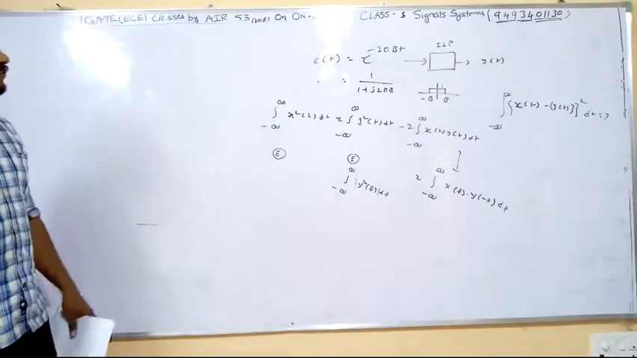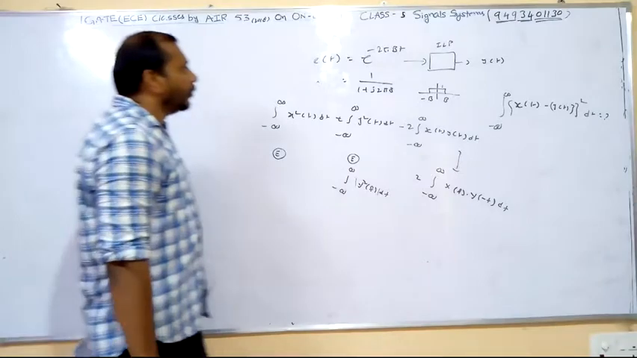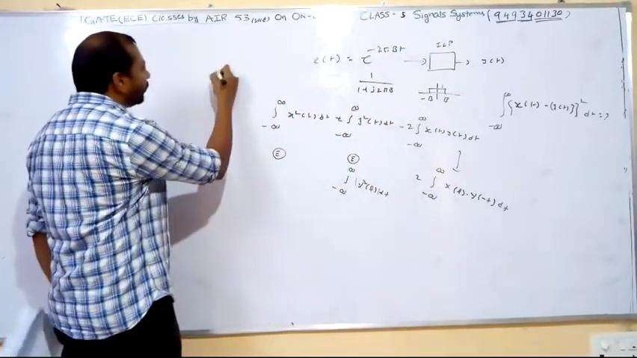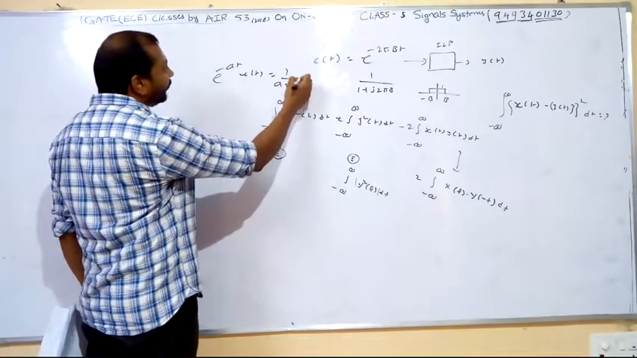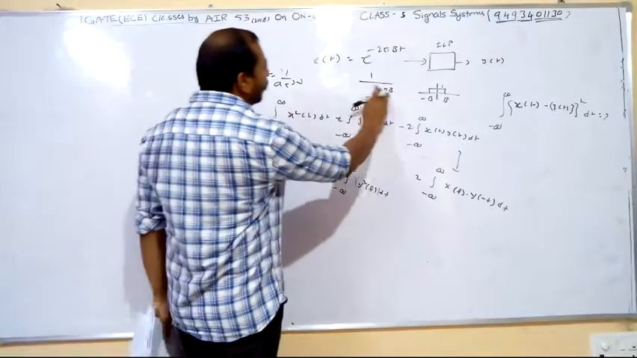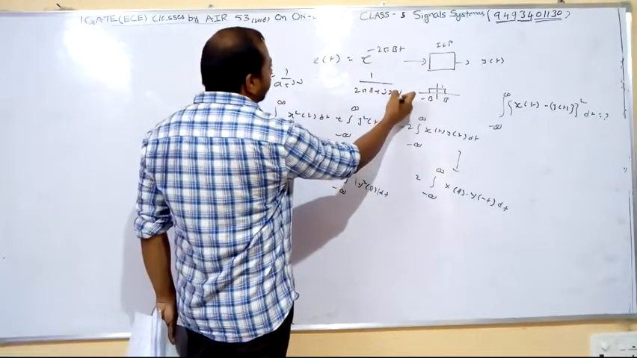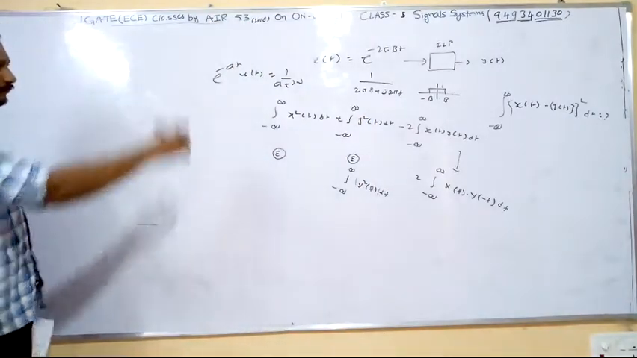e to the power minus at, format only. 1 by 1 plus j omega. Right, 1 by 1 plus j omega is simply 1 by 1 plus j 2 pi f. For e to the power minus at u of t, the transform is 1 by a plus j omega. So in place of a we put 2 pi b, and j omega is nothing but j 2 pi f.